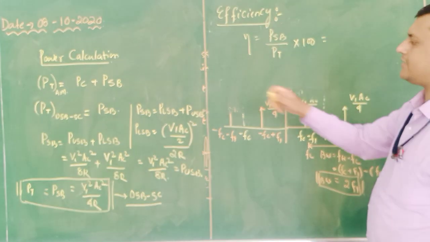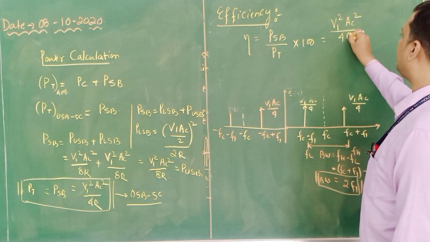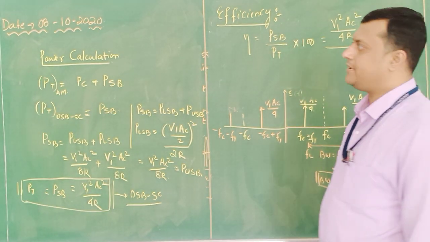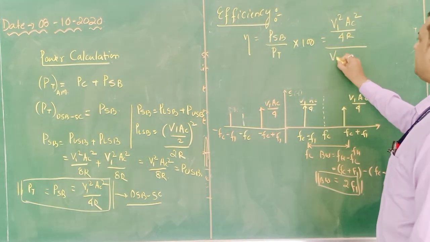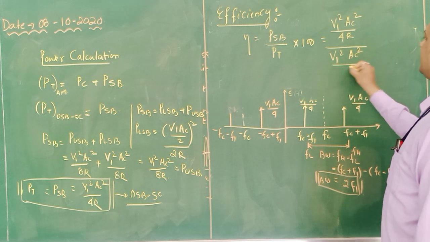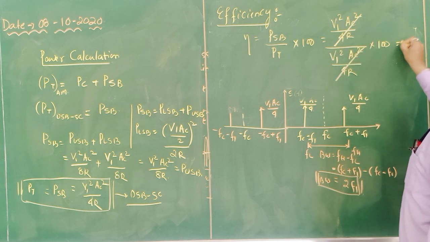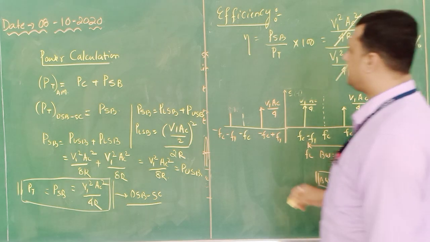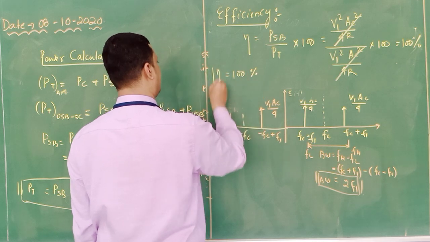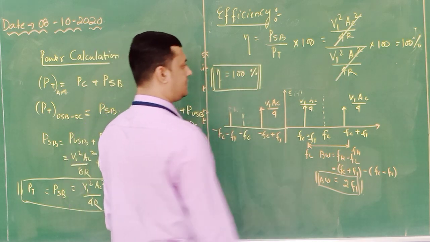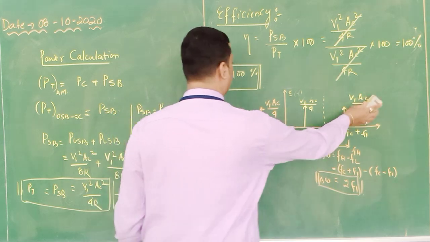Now here for a single tone we have seen V1 square AC square divided by 4R is the sideband power. But in DSB-SC what happens? Transmitted power is same as this sideband power. So I will write here V1 square AC square divided by 4R, into 100. So this component cancels out, we will get 100%. So the DSB-SC transmission efficiency is 100%. Okay, simple. Now next we will discuss the multi-tone.